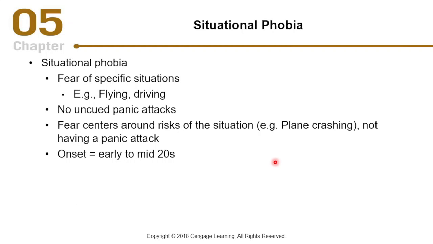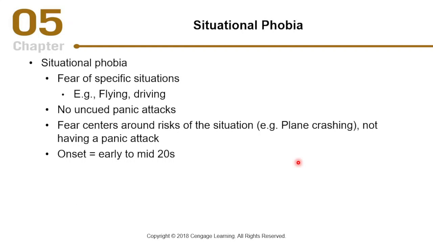So with the situational phobia, of course, it's not an unexpected or uncued panic attack. There's a cue, like in her case, she knows she will ride a boat, and that triggers her symptoms. So the fear centers around the risk of the situation. What she thinks is that the boat might sink, and she actually doesn't know how to swim, and she doesn't feel that she will be able to swim for survival. That's what she thinks in that particular situation.